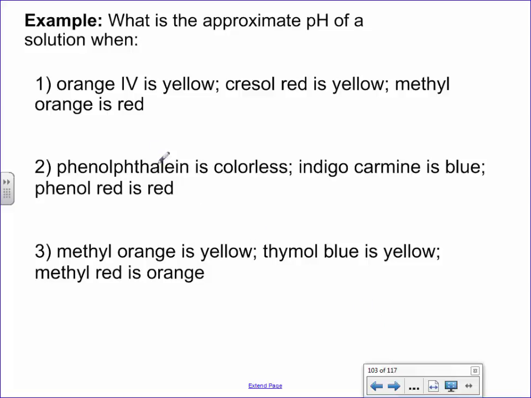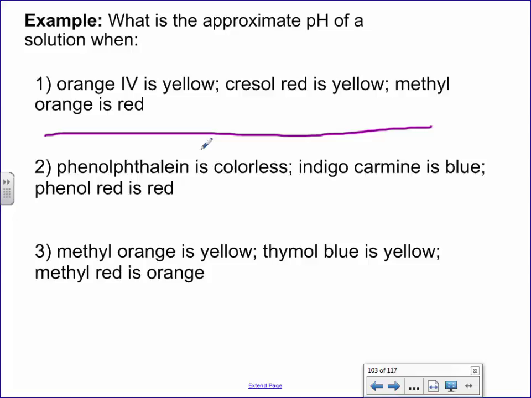I like using kind of a number line almost. So if you guys have your books here, find orange 4. Orange 4 is the 4th one listed. Can you guys see the range in which orange 4 changes? It goes from 1.4 to 2.8.